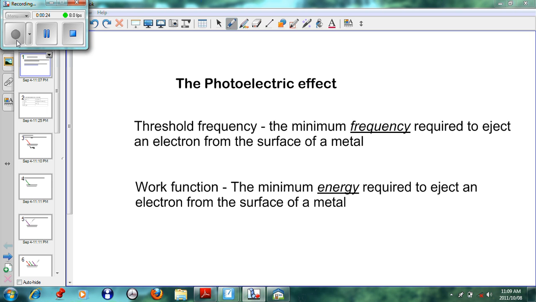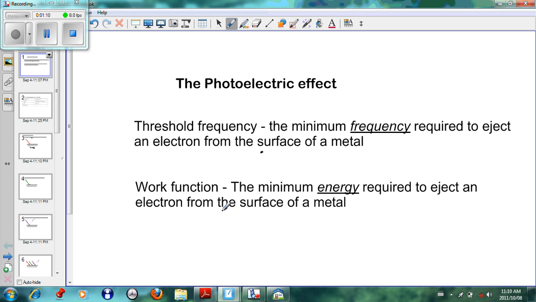So to begin with, we just need two important terms to look at, and when we understand the terms, we can perhaps understand the photoelectric effect a little better. The first term to remember is called the threshold frequency. The threshold frequency is the minimum frequency of light required to eject an electron from the surface of the metal. So if a particular light, for example red light or blue light or green light, has a certain frequency, and that frequency gives the light sufficient energy to eject an electron, then that frequency will be called the threshold frequency.